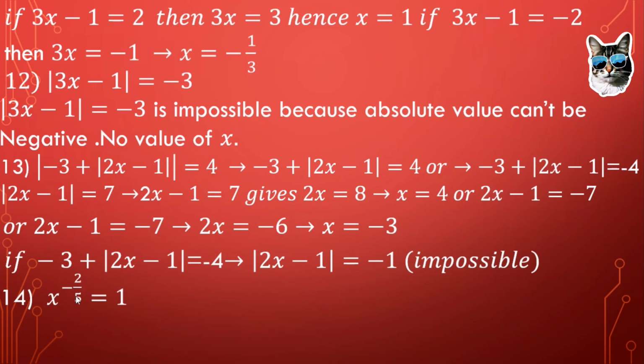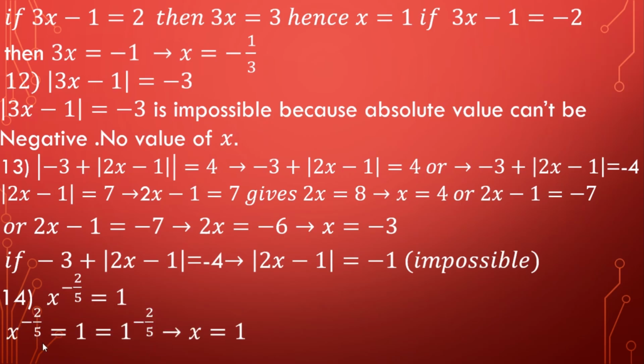x to the power minus 2 over 5 equals 1. How to get rid of the power minus 2 over 5? First, x to the power minus 2 over 5 is 1 over x to the power 2 over 5. Or x to the power minus 2 over 5 equals 1, and 1 is also equal to 1 to the power minus 2 over 5, then x equals 1. 1 to the power any number is equal to 1.